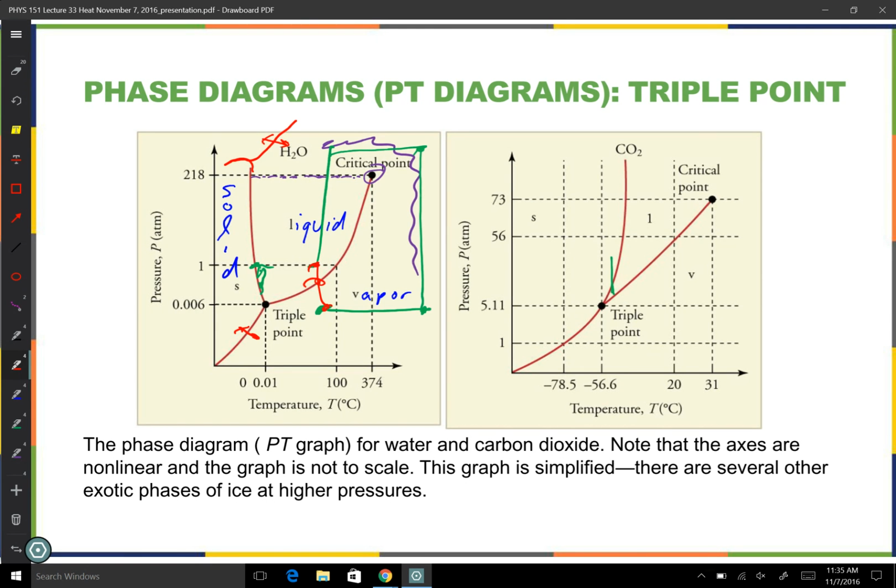Now, terms, you have freezing. Freezing, of course, is going from liquid to solid. So freezing is going to be going across this line. Melting is just going the opposite direction from solid to liquid. And condensing is going from vapor to liquid. Evaporating is going the opposite direction.